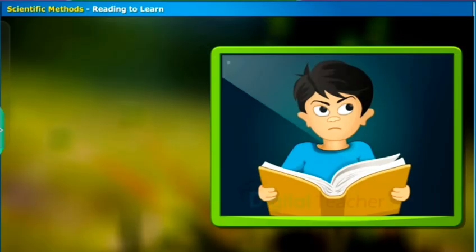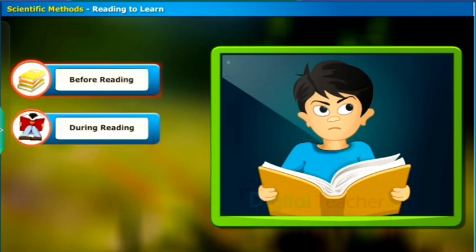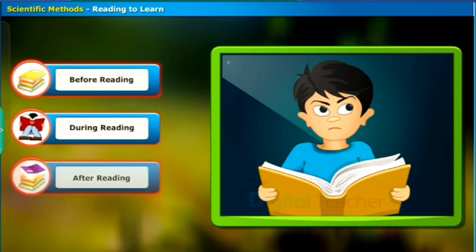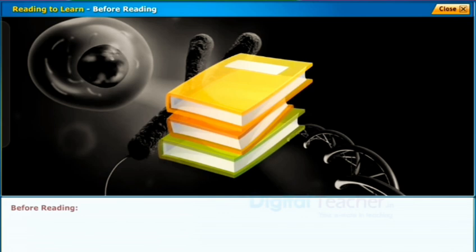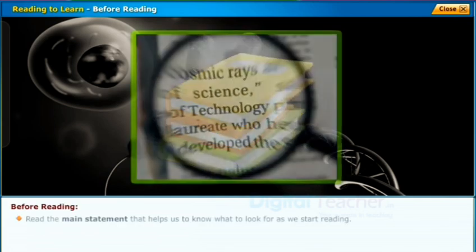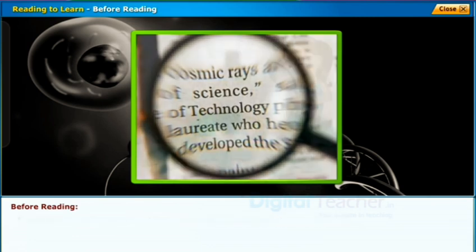Following are some of the strategies that help us to become good science readers: before reading, during reading, after reading. Click each tab to know more. Before reading. Read the main statement that helps us to know what to look for as we start reading.